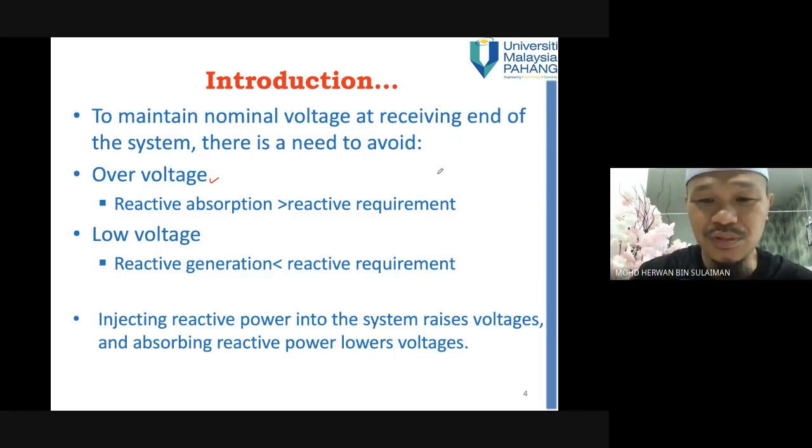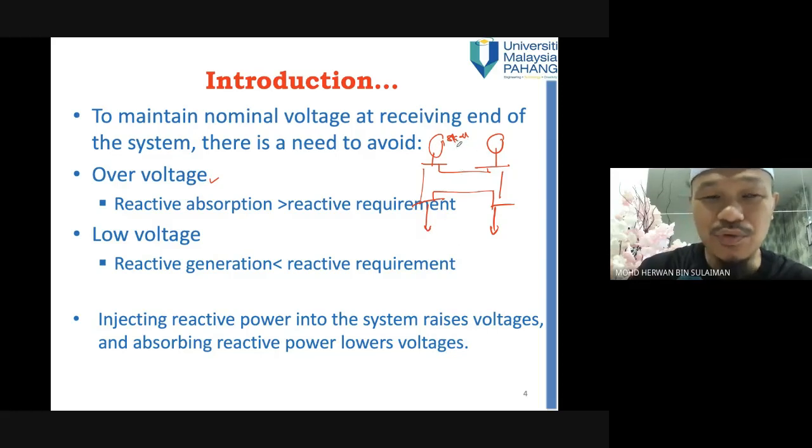Meaning that, if you remember, in the interconnected power system you have generators. Let's say we have a 4-bus system. So one of the generators must become a slack bus, kan? Maknanya dia akan jadi macam tak sanggup lah. So when in the system we have a heavy loading, besides supplying the real power, it also makes sure that in the system the reactive power, kalau tak cukup dia akan supply, kalau terlebih dia akan absorb.